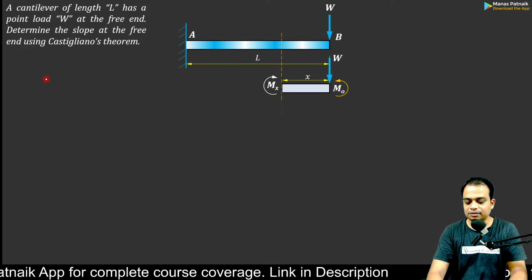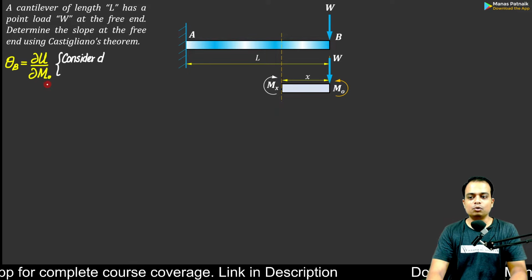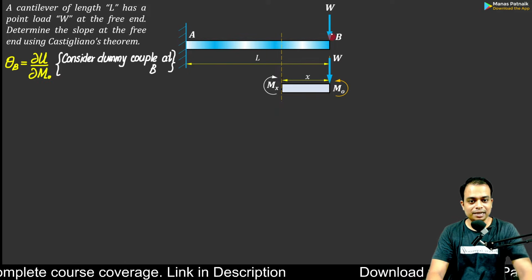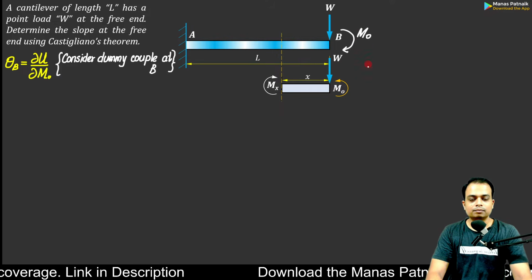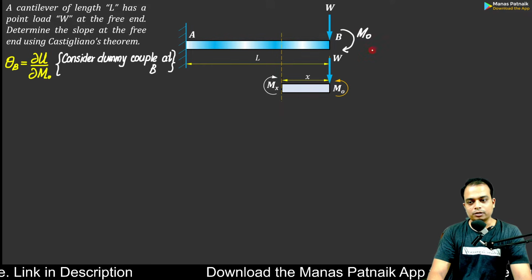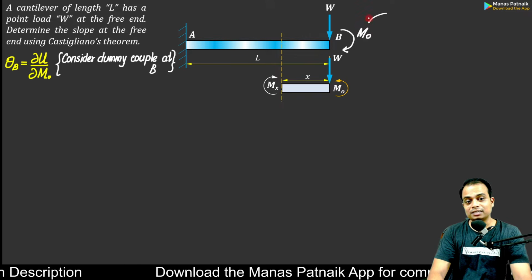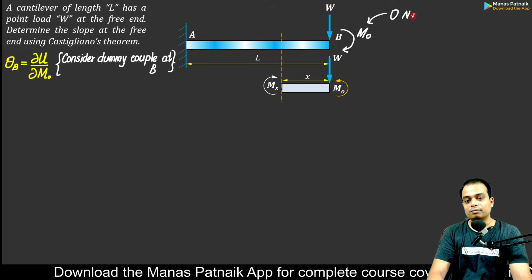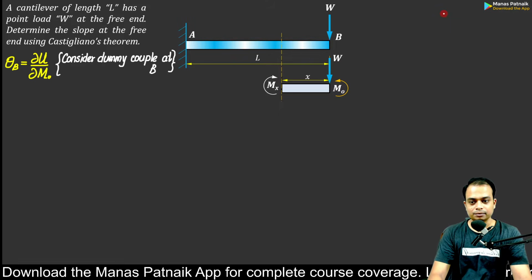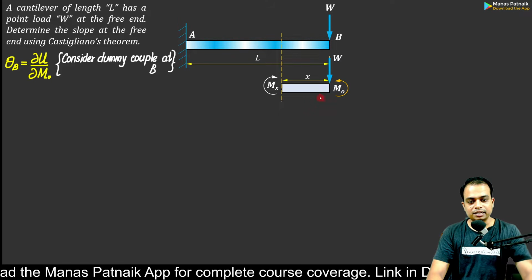Let me erase this. Here we go. Del u over del m naught. Please note that I have applied a couple over here. You can take it clockwise or anti-clockwise, your choice. But once the calculations are made, you have to plug in the value as 0 Newton meter or kilonewton meter, whatever it is.